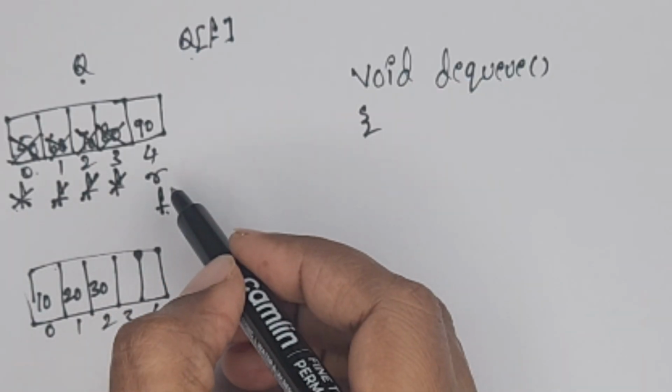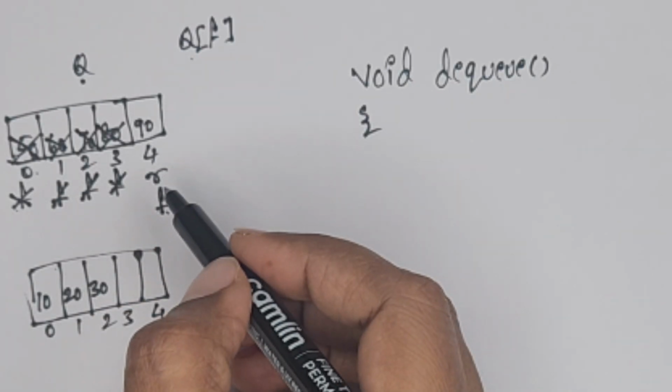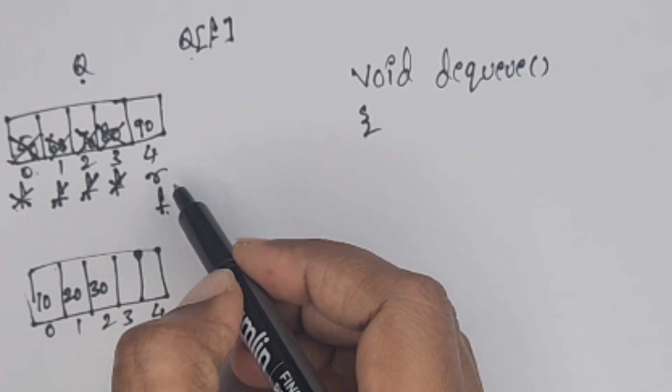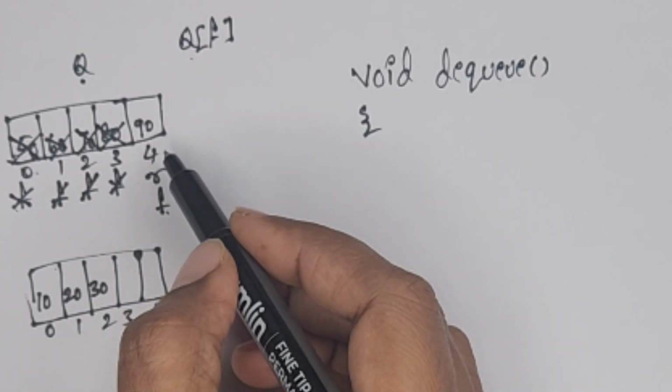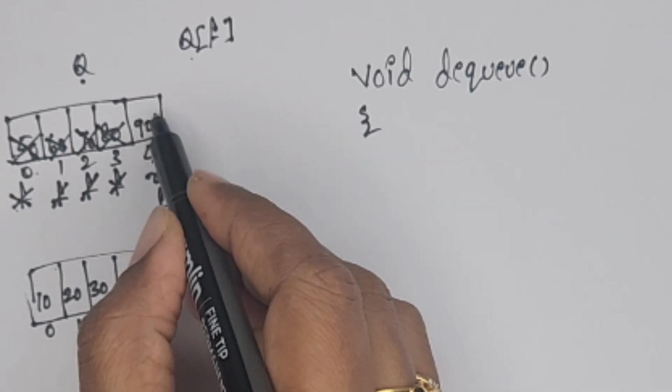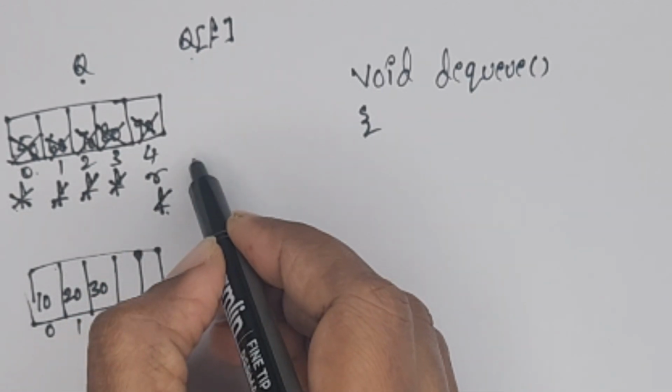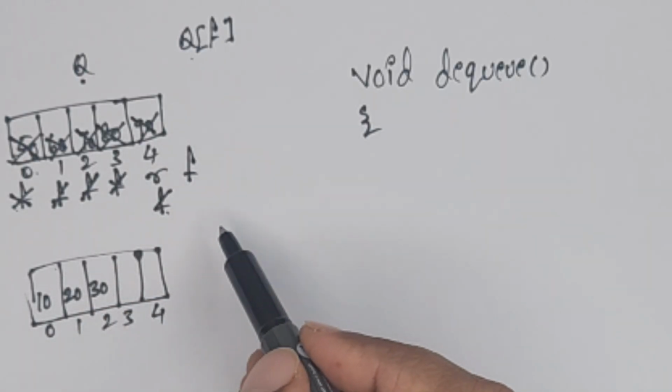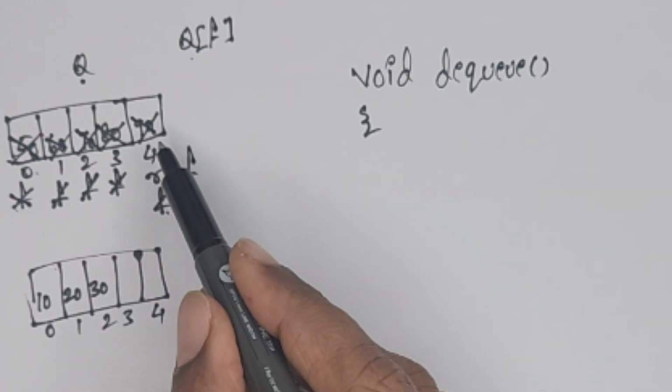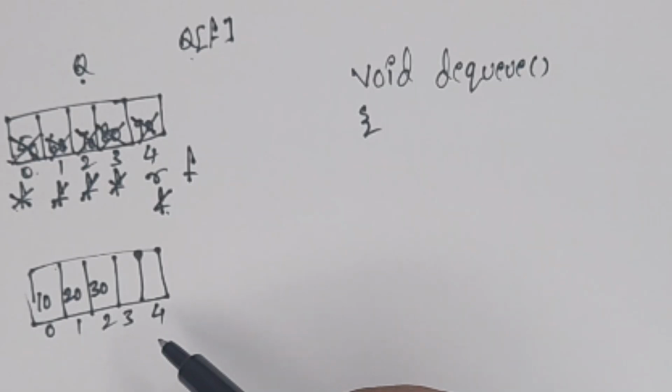Now f equals r. It means there is one element in your queue. So now again remove. Yes, one element is there, we can remove. Again, q of f we have to remove and front is incremented by 1. Now if we remove again, it is not possible because the queue is empty.